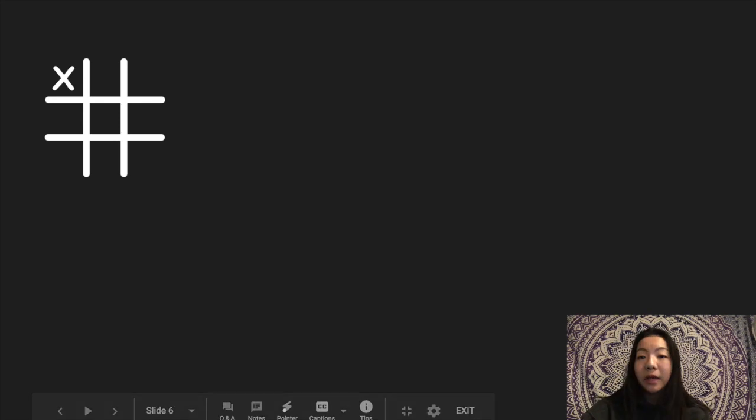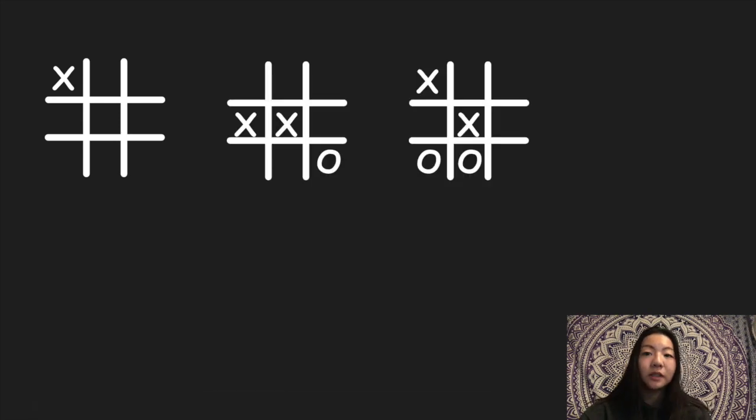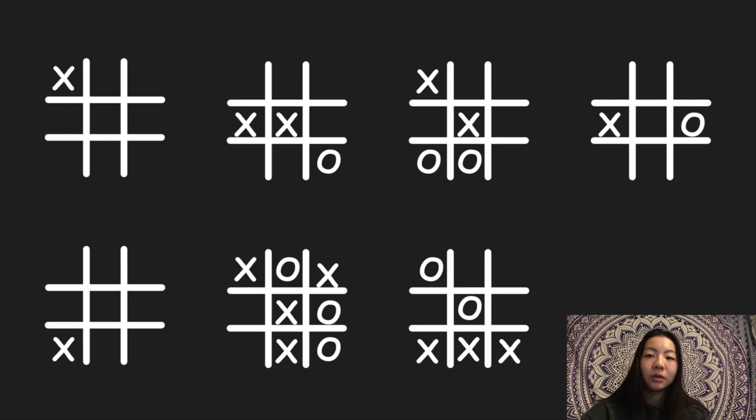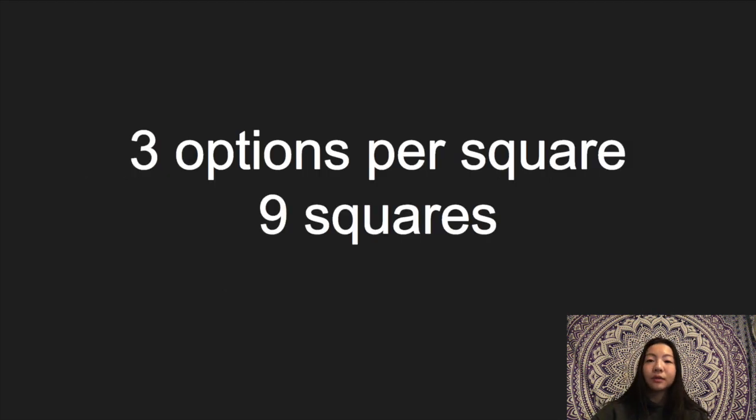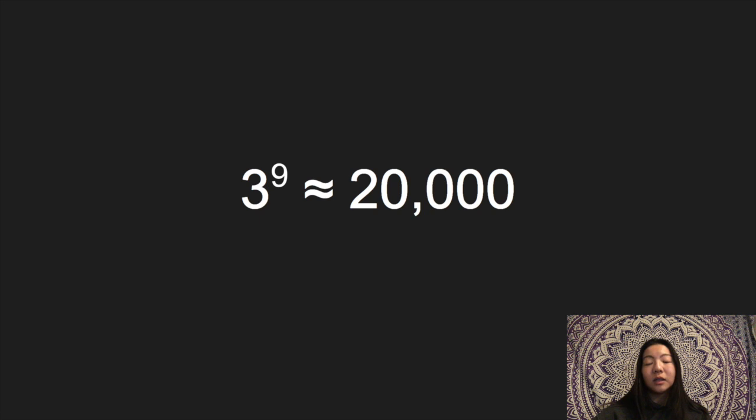So in tic-tac-toe, you have a board of 9 squares and 2 players represented by a cross or a knot. And by playing back and forth, you generate a bunch of different states of the game, as shown here. Now, how many total possibilities are there for number of states? Well, we have 3 different options for each square, either a cross, a knot, or a blank. And we have 9 squares. And 3 to the 9th power is approximately 20,000. So that means 20,000 at most states of tic-tac-toe.